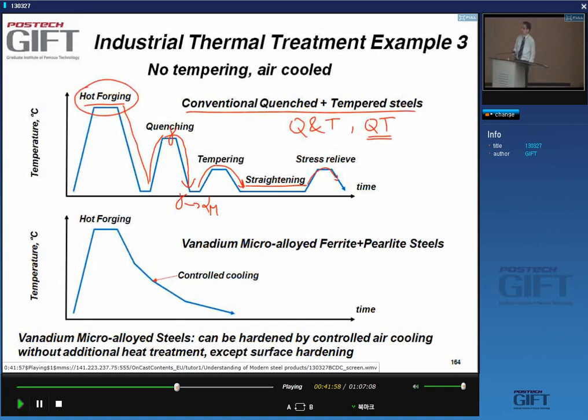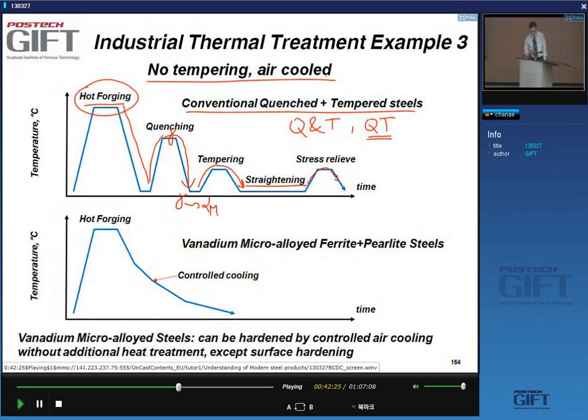So that makes for a lot of heating and cooling cycles. And there are special steels that have been developed so that you avoid tempering, and you don't need to quench the steel because it has a high hardenability. So you don't need to quench, you don't need to temper the steel.